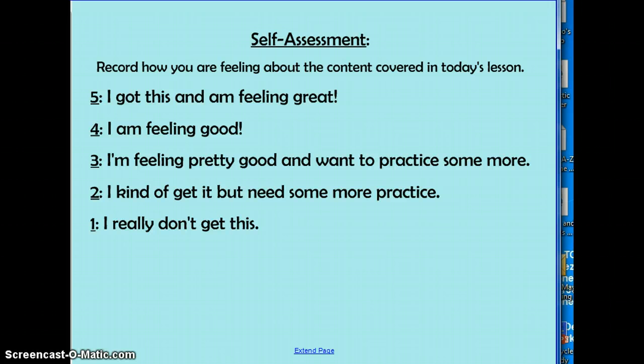Now do your self-assessment. Do you feel pretty confident? If you do, of course, mark 4 or 5. If you don't, let me know by writing another answer.